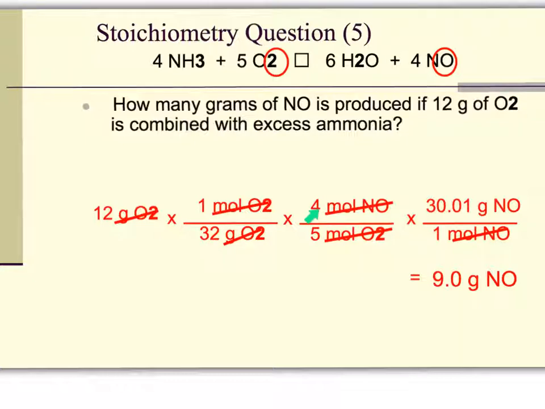We have 4 moles of nitrogen monoxide over 5 moles of oxygen. Notice that that is due to our coefficients. And then we have the mass of nitrogen monoxide over 1 mole of nitrogen monoxide. Notice again our units are canceled out. We do the math and we have 9.0 grams of nitrogen monoxide.